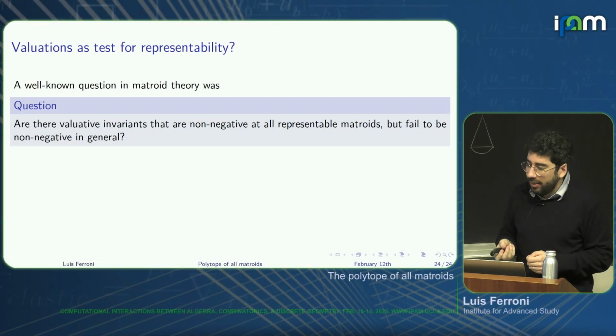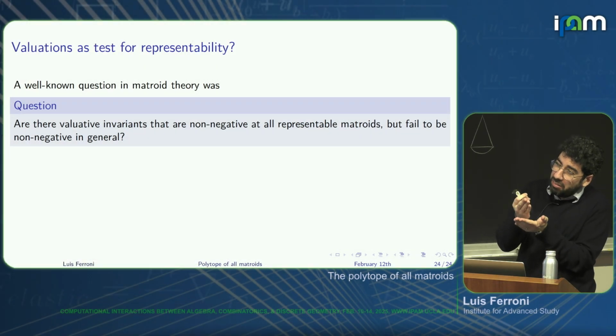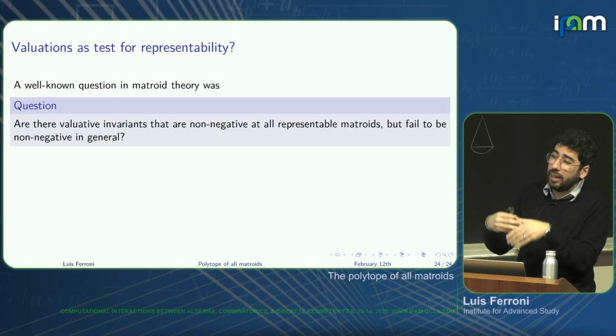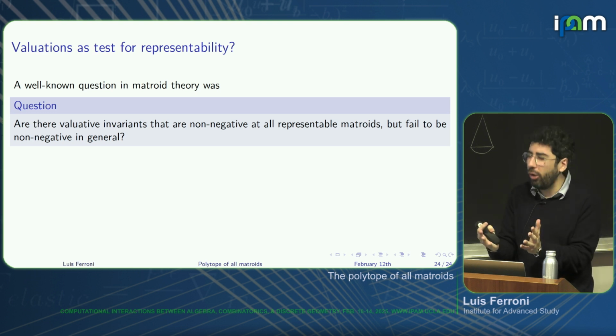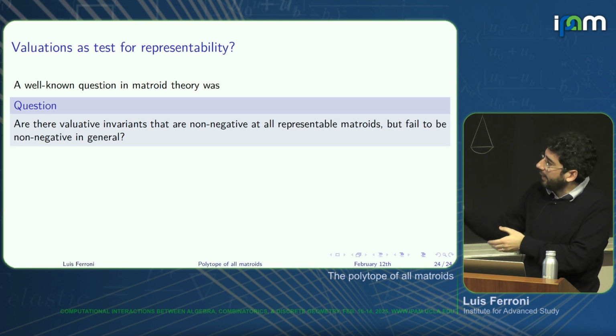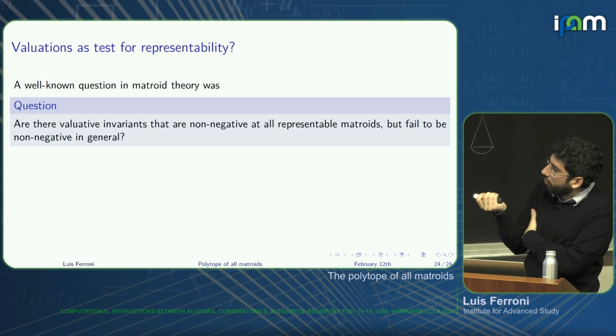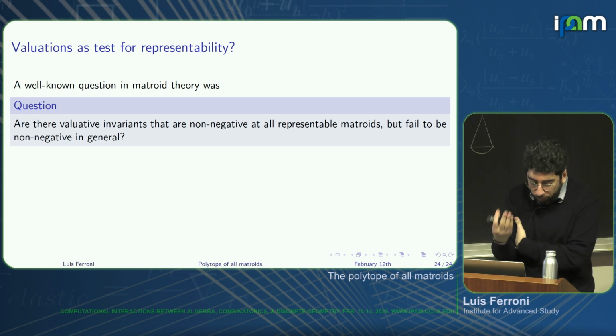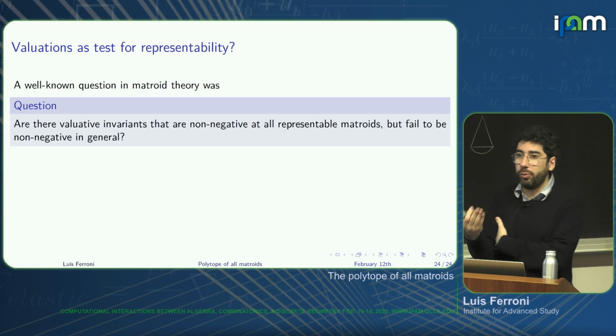So the question is this. If you know that something is valuative and positive for all realizable matroids, can it possibly not be positive for matroids in general? And I challenge you to try to construct some valuative invariant that is non-negative at all representable matroids, but fails to be non-negative in general. You will very quickly realize that that's very hard to do.